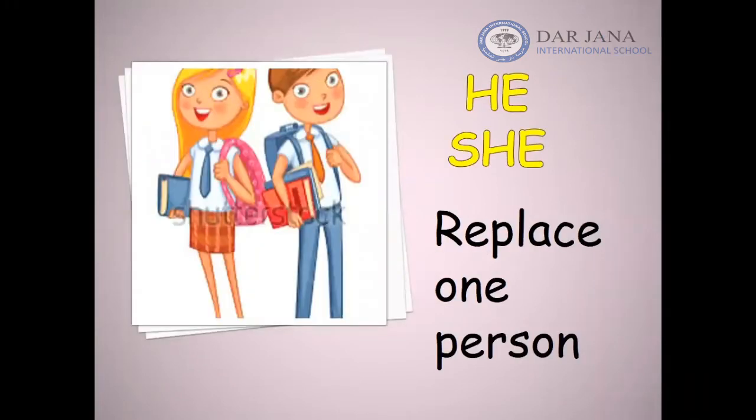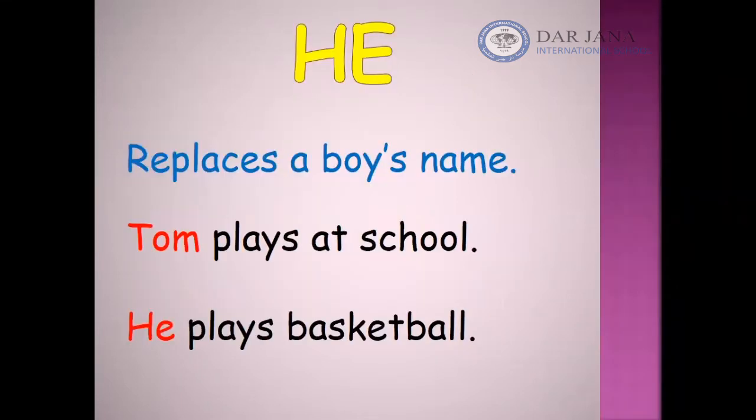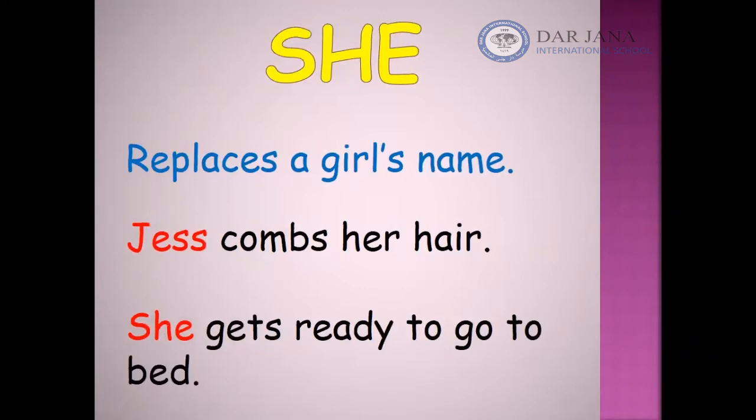He and she replace one person. So, he replaces a boy's name. Tom plays at school. He plays basketball. Okay, so Tom is the boy, and we replaced it with he. Okay, she replaces a girl's name. Jess combs her hair. She gets ready to go to bed. So Jess gets replaced with she.